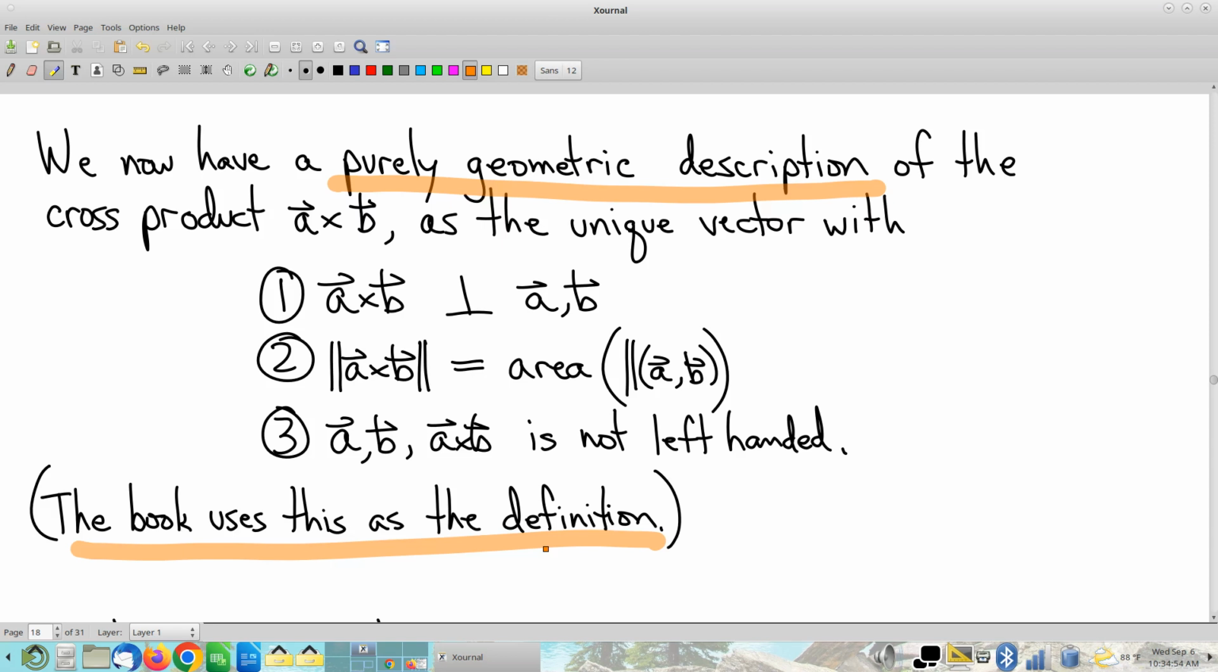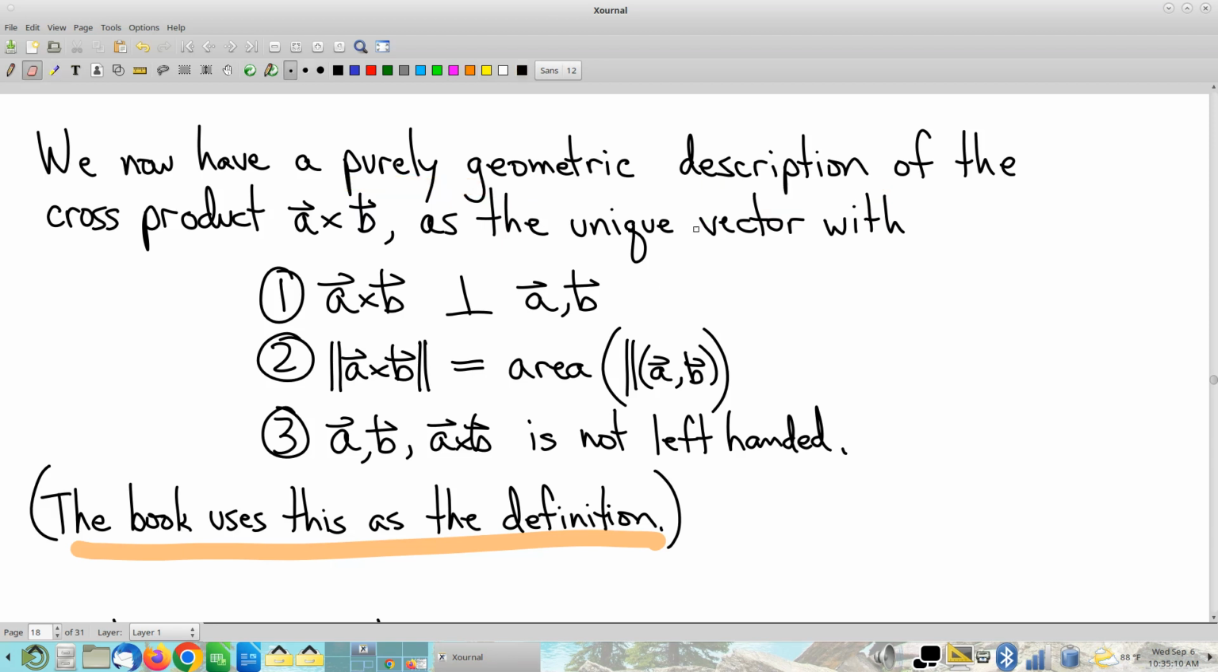And again, pros and cons. The downside of the book's approach is that there's just a bunch of algebra in it, and it's pretty nasty. If you don't believe me, give it a look. I think you'll agree. Okay.